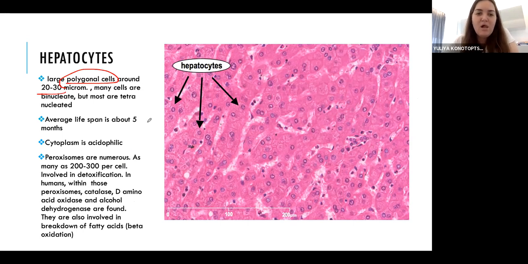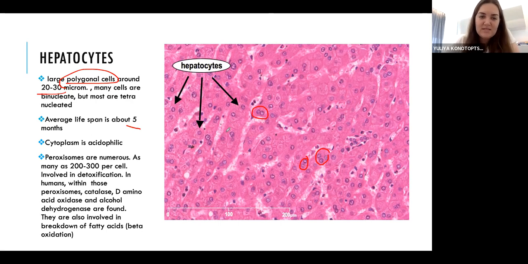They are multinucleated. So it's very typical to see a couple of nuclei in a cell. Here, for example, you have a cell with 3 nuclei, right, with 2 nuclei. It's very, very typical to see a bunch of nuclei in the hepatocytes because they have so many functions. One nucleus is not enough, so you need lots and lots of nuclei. Lifespan is about 5 months.